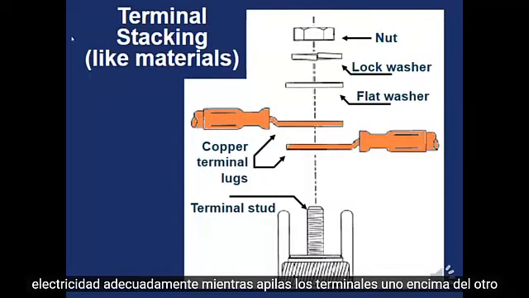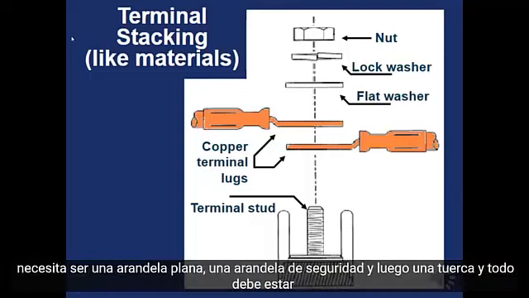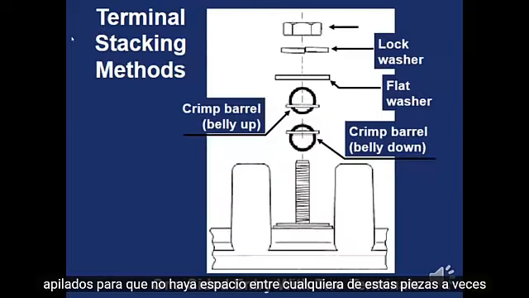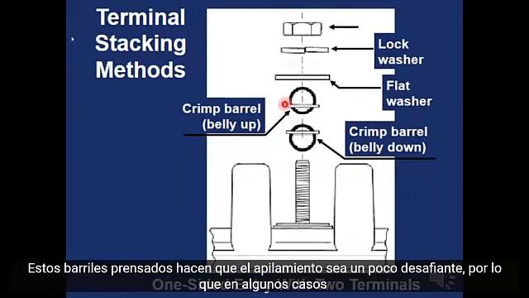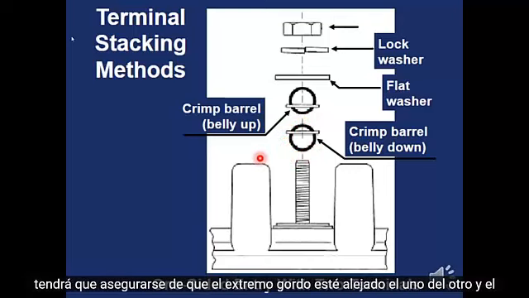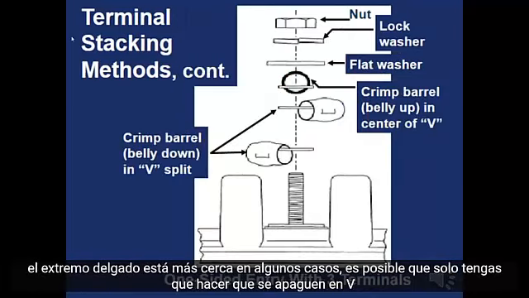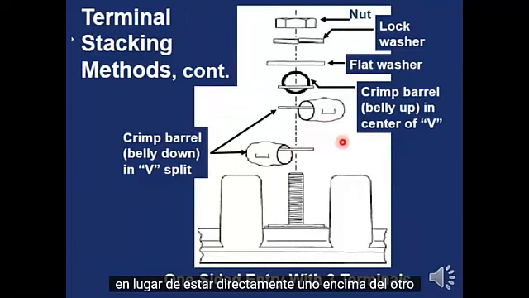As you stack the terminals on top of each other, there needs to be a flat washer, a lock washer, and then a nut. And everything should be stacked so that there's no space in between any of these pieces. Sometimes these crimp barrels make the stacking a little bit challenging, so in some cases you'll need to make sure that the fat ends are away from each other and the skinny ends are closer to each other. In some cases you might just have to make them V off instead of being straight on top of each other.